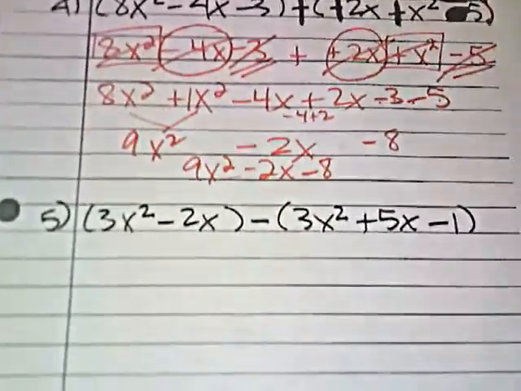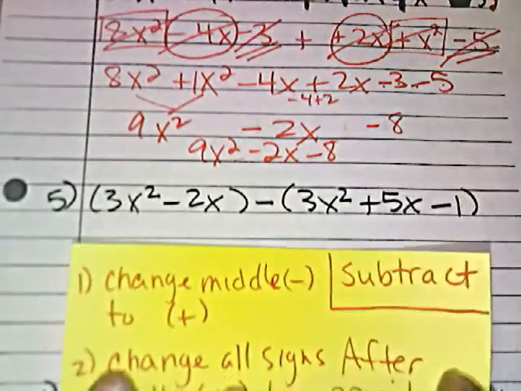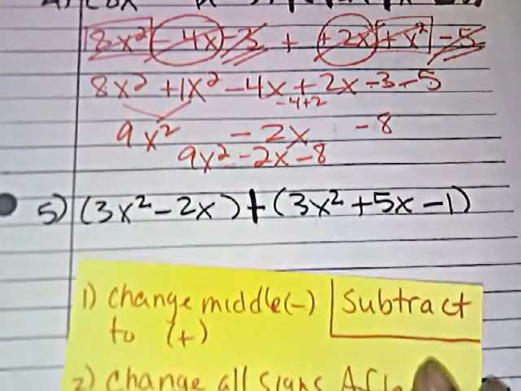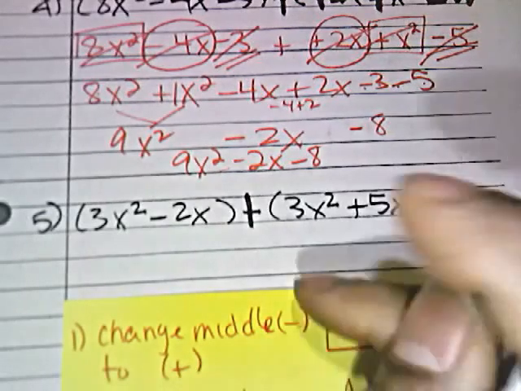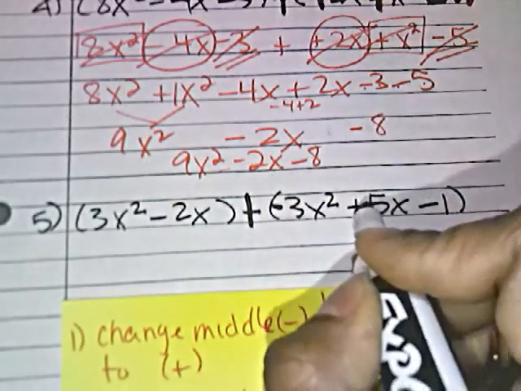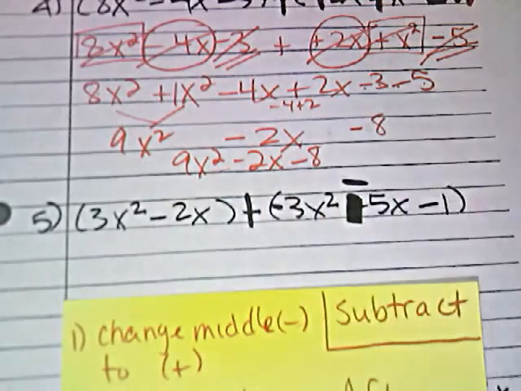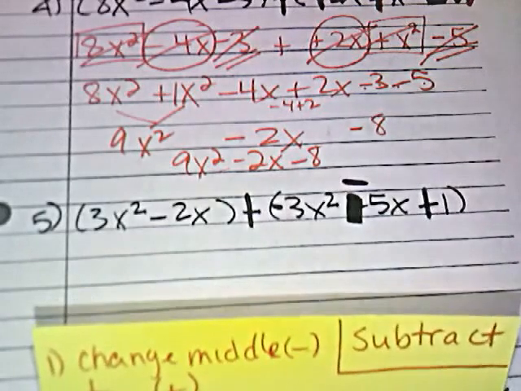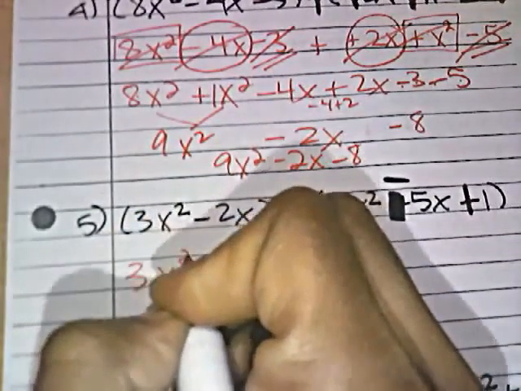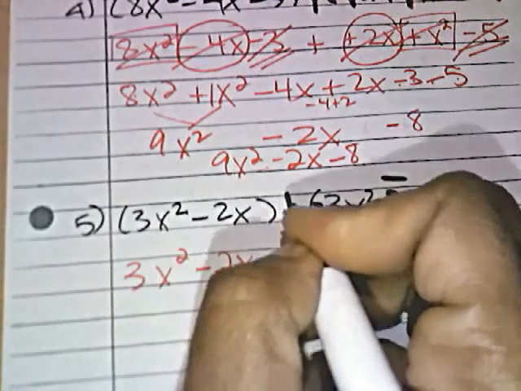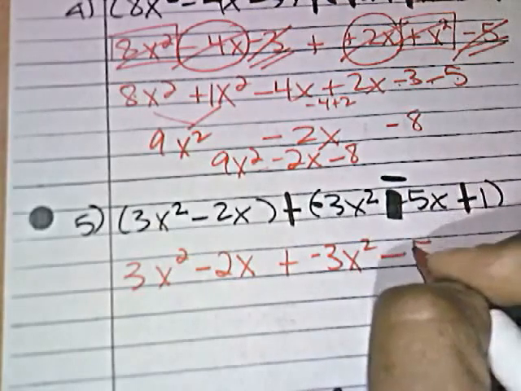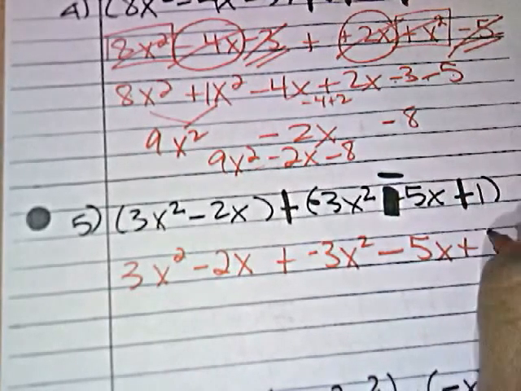Okay? Alright, let's look at our steps. What do we do first? Change the middle sign. What do we do next? Everybody else is opposite. This is a positive 3. It's understood to be there, so I'm going to make it negative. This is positive. I'm going to blot that out. I'm going to make it negative. And then this becomes positive. So I'm going to rewrite that. 3x squared minus 2x plus negative 3x squared minus 5x plus 1.